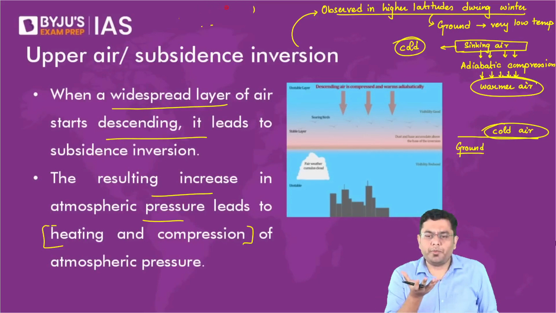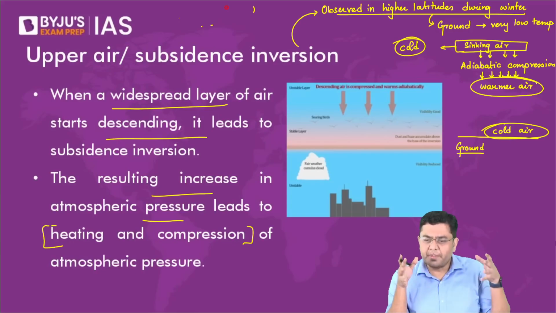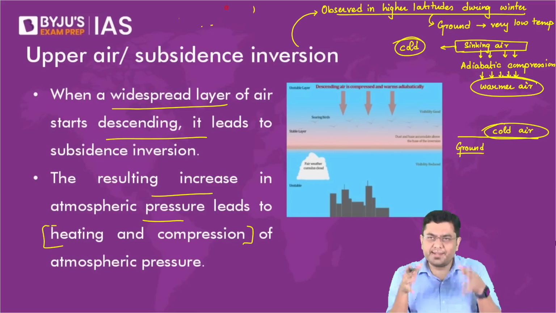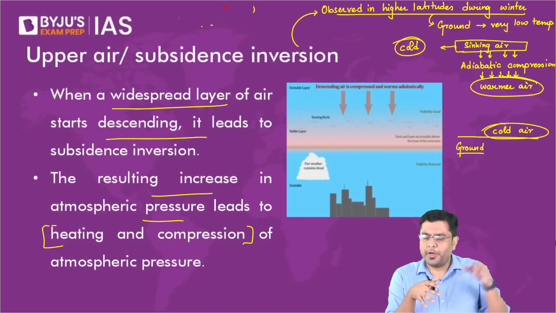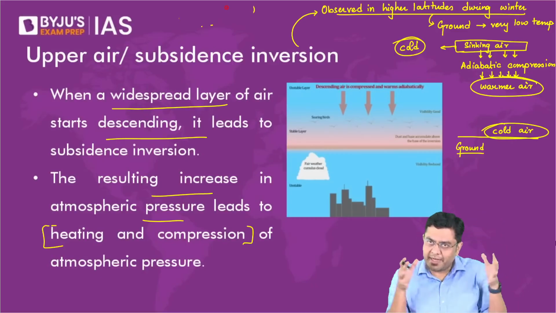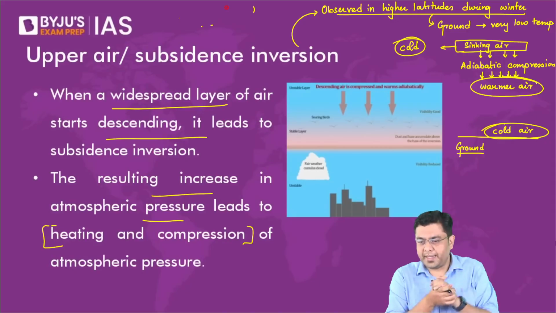Inversion, because there is already a warmer air above. That is why. Okay. Why will the descending cold air undergo adiabatic compression? Because it is coming into a region where the air density is higher. Air density is lower at higher altitude. It is higher at the lower altitude. So as the air descends, it will get compressed, and that is why heating.